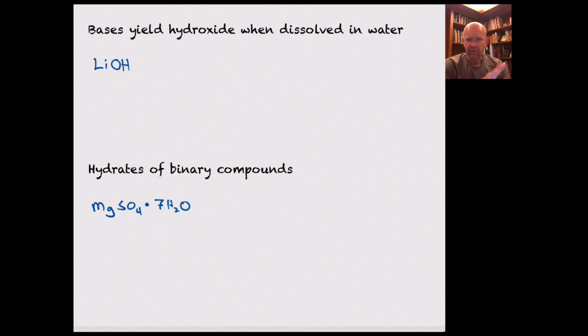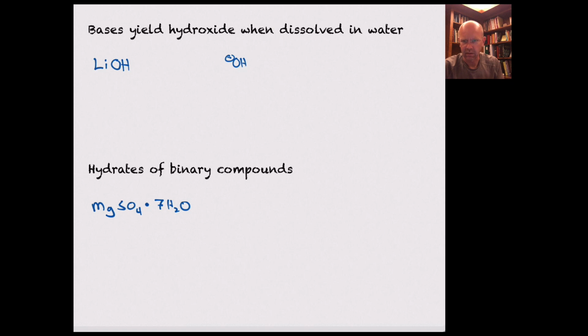So there are a couple of other things I want to talk about before I leave this. First, we're going to be dealing with bases throughout this course. Bases are simply compounds that when added to water yield the hydroxide ion. So hydroxide is one of those ions that is on your polyatomic ion chart. It is OH with a minus charge. Okay, so that's hydroxide.